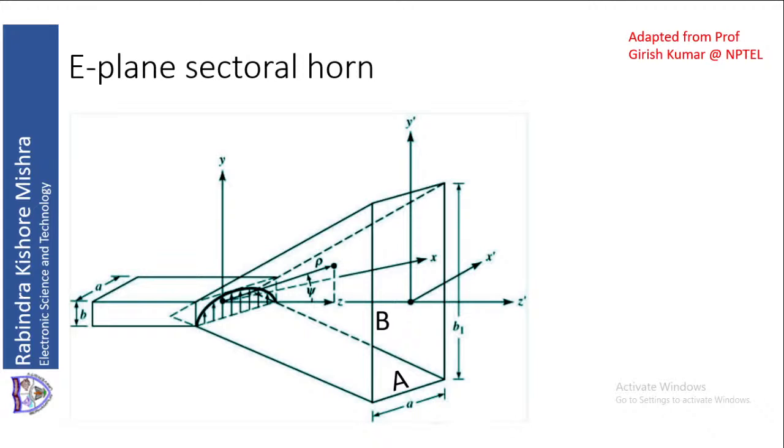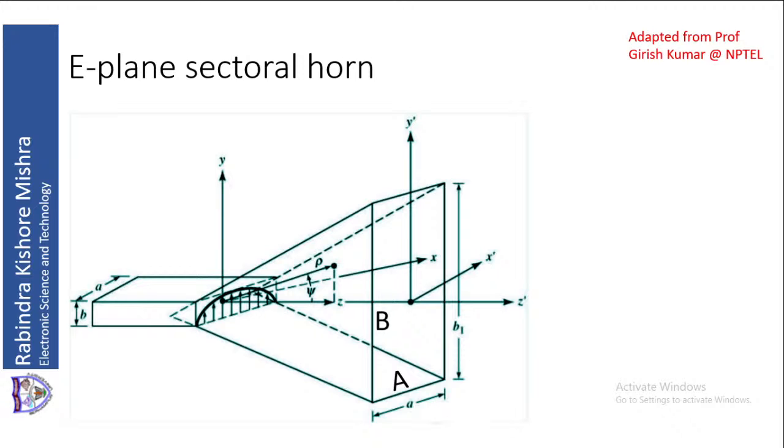B has been expanded, so b becomes b1, but a has not been expanded, a remains constant. So a is not changed, so a becomes a small a, but b becomes b1. So in many books you see it is a, b1. In many other books there will be other symbols.